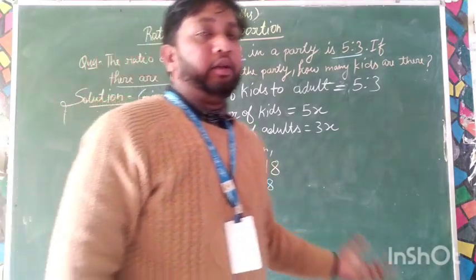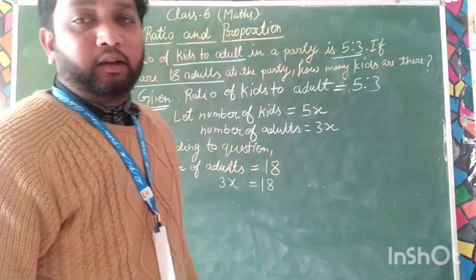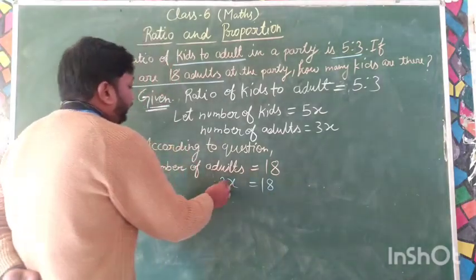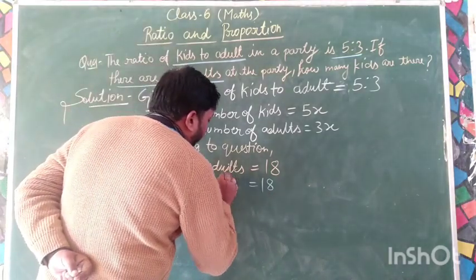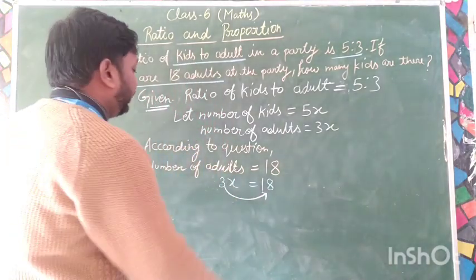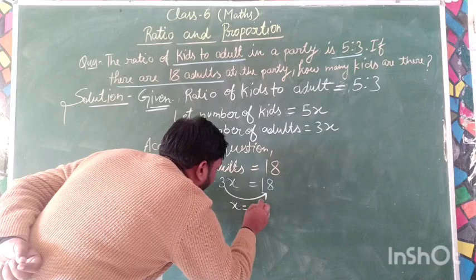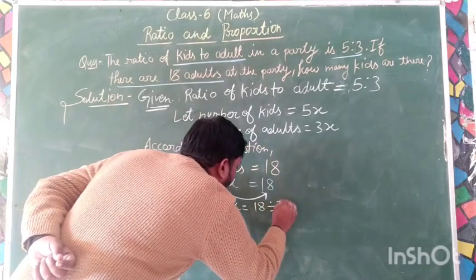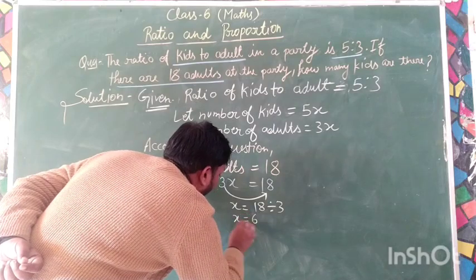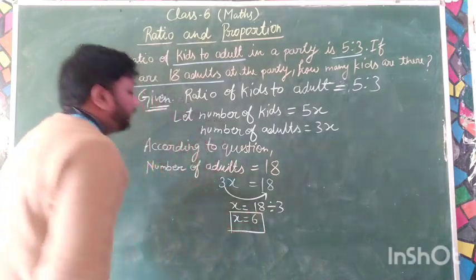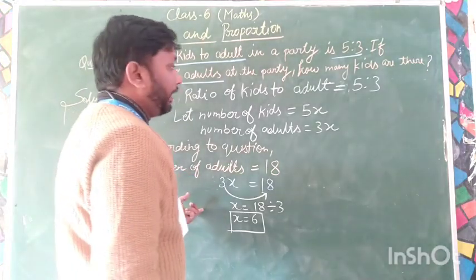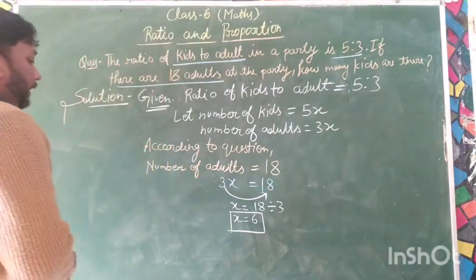Now 3x equal to 18 is a linear equation, and we know how to solve that linear equation. Here we transpose the coefficient of x to the right hand side, and it will become 18 divided by 3. If we divide 18 by 3, we get the value of x is 6. So this is the value of x. This is not the number of adults, and this is not the number of kids.